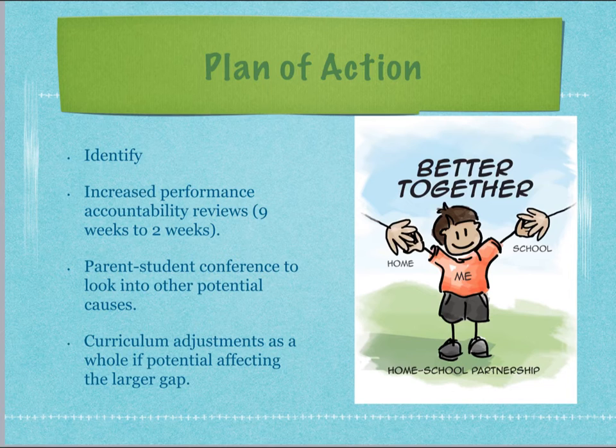There are a lot of potential issues, as we've discovered in Module 3 and 4, that are outside the realm of just data and scores and how they did. And we need to find that out through parent-student conferences that we're going to set up as our second part of the plan of action. And then third is curriculum adjustments.